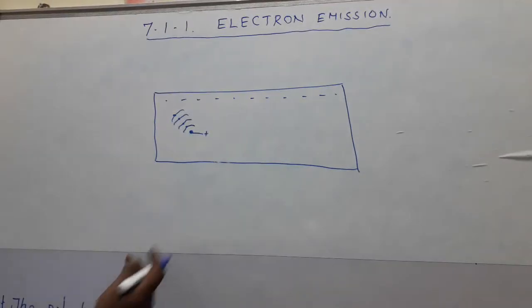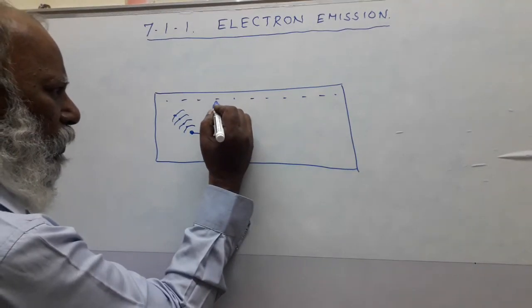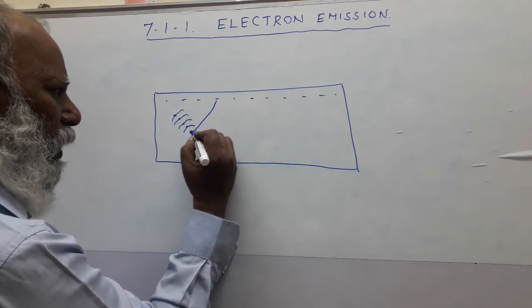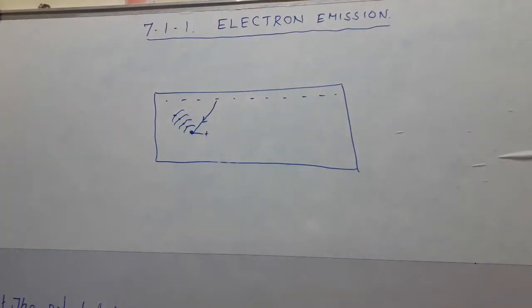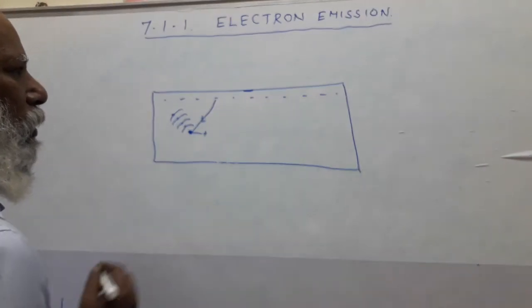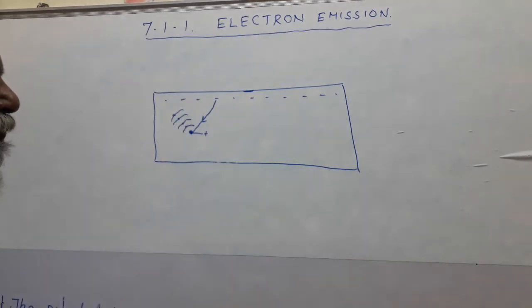Why are they not able to come out of this metal? That's what we are going to concentrate on and know a little bit more about. This positive nucleus gives an attractive force on the electron towards the nucleus, which is called the attractive pull by the nucleus on the free electron, and this may be called a potential barrier, and this leads to the surface barrier. So the potential barrier causes the surface barrier.